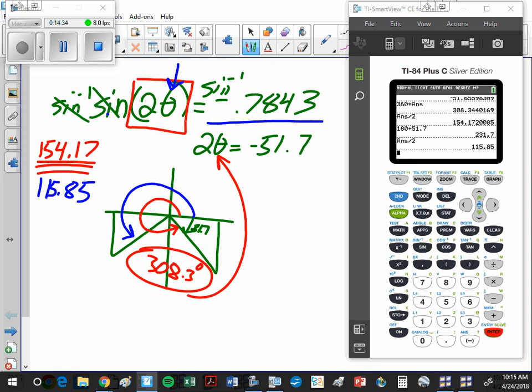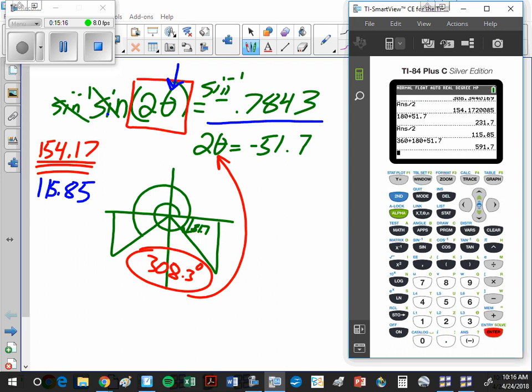Okay. Now am I done? Well, I need to check the bigger angles, right? So let's check this one. What will that be? Hold on. I need to check this angle here. So 360 plus 180 plus 51.7.